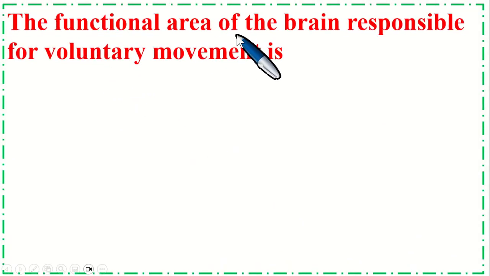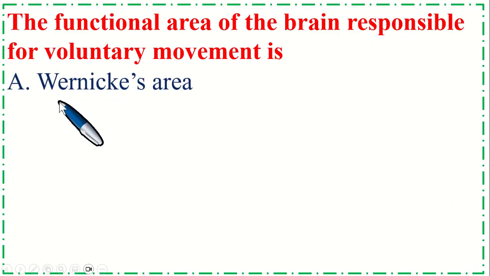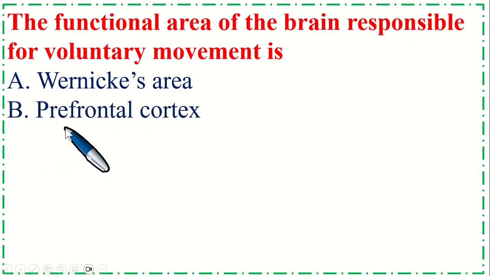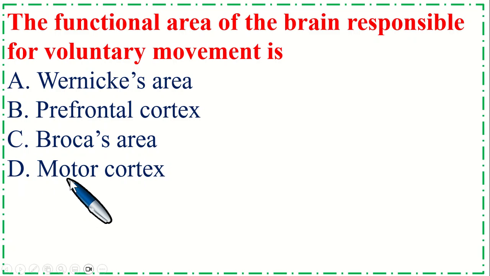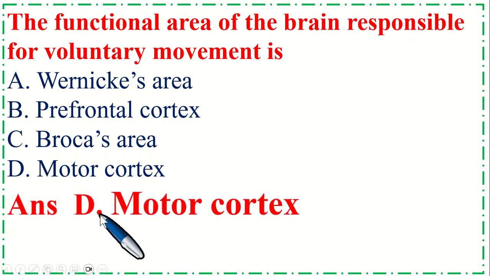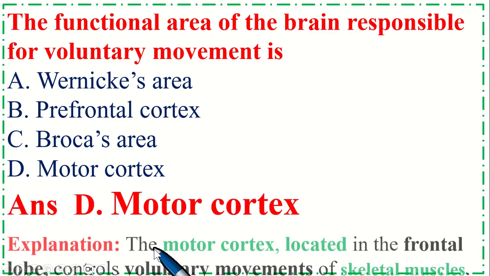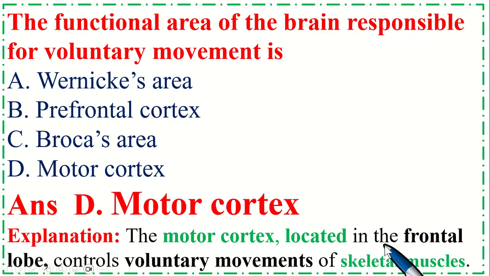The functional area of the brain responsible for voluntary movement is: option A Wernicke's area, B prefrontal cortex, option C Broca's area, and option D motor cortex. So the correct option is D motor cortex. The motor cortex, located in the frontal lobe, controls voluntary movement of the skeletal muscles.